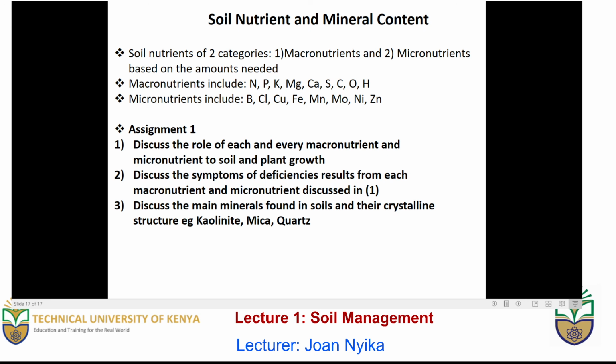The second question is discuss the symptoms of deficiencies that result from the macronutrients and micronutrients discussed in one above. That is, for instance, my soil has no nitrogen or has low amounts of nitrogen. What should I see on the crop? Does it wither? Does it dry up? Does it turn yellow? Does it turn brown? Does it prevent the normal growth of the crop? Those are the symptoms I would like you to discuss.